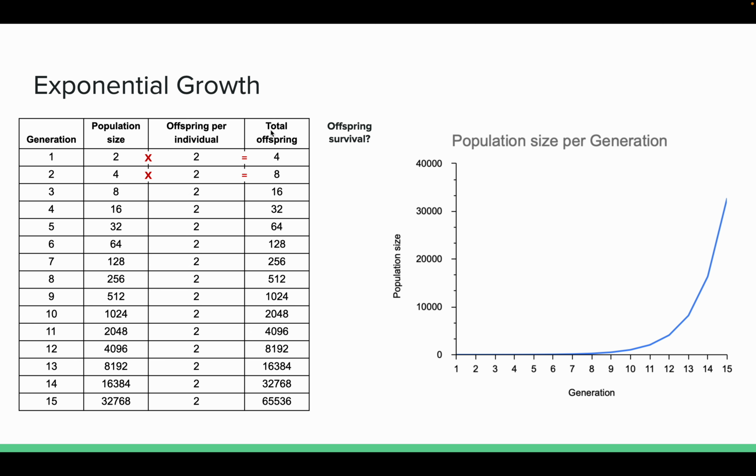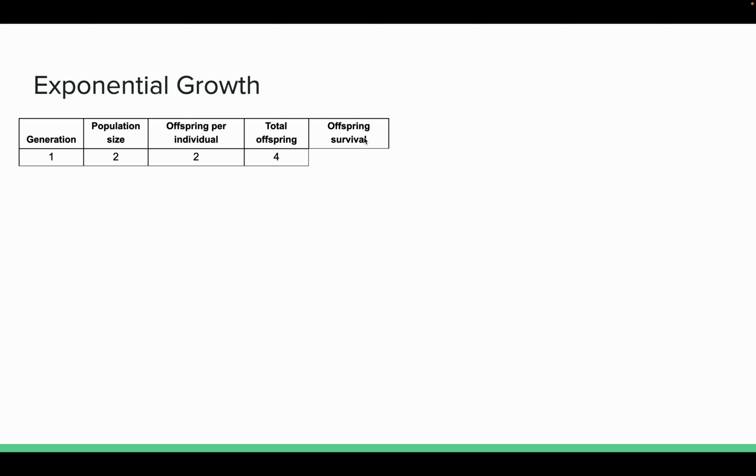It's not very likely that every single offspring that is produced actually goes on to produce their own young or survive into that next generation. So let's consider that we have an offspring survival of 75%. So only 75% of the offspring actually get to pass on their own genes and produce their own offspring. So we're going to add a new column here. We've got offspring survival.